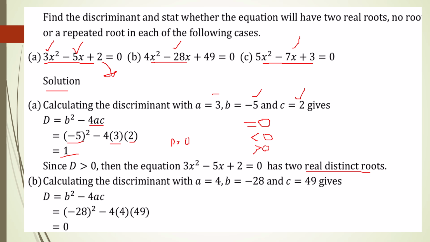Looking at part B, we repeat the same procedure. a is 4, b is -28, and c is 49. Substituting into the discriminant formula, you're going to get 0. And we said that when you get 0, that means the equation has equal or repeated roots.